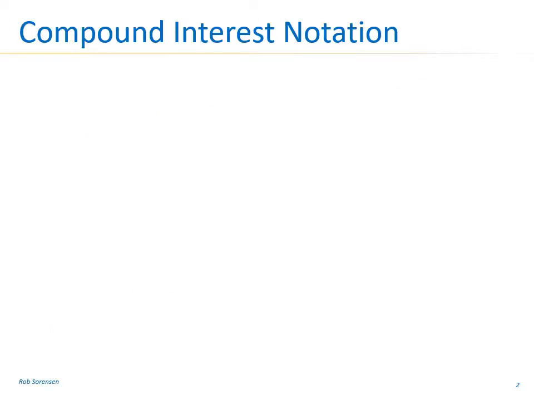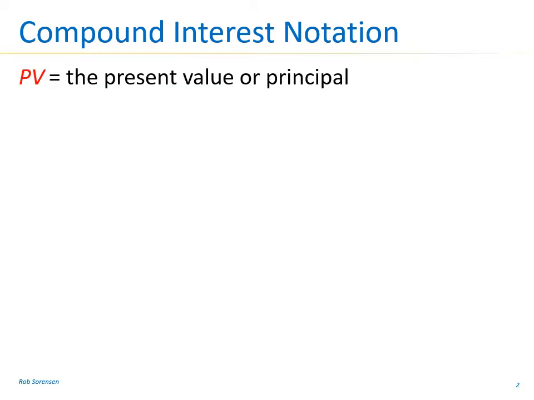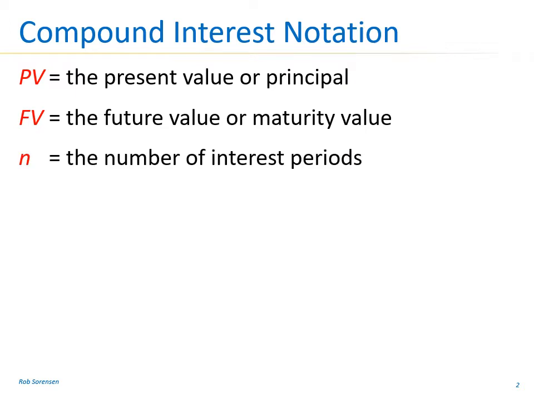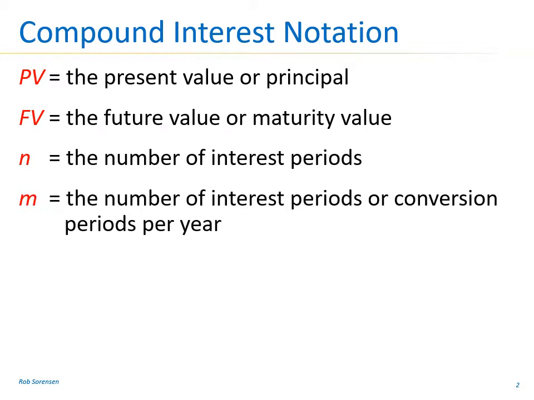Just to remind you about the notation we picked up last time, PV is the present value or principal. That's what we're going to try to calculate today. FV is the future value or maturity value. N is the number of interest periods. Remember, this tends to work in whatever units the interest rate compounds at. So it could be months, it could be years, it could be semi-annual periods. It depends on the interest rate that we're given.